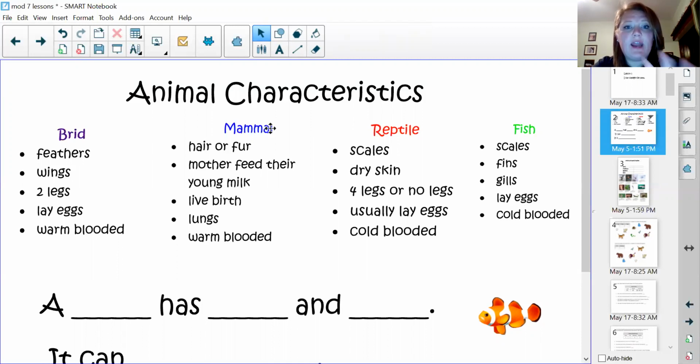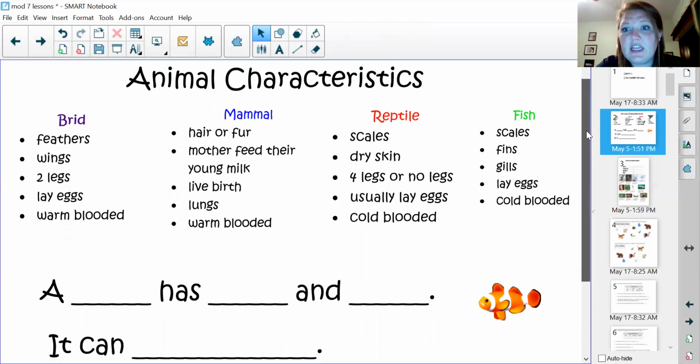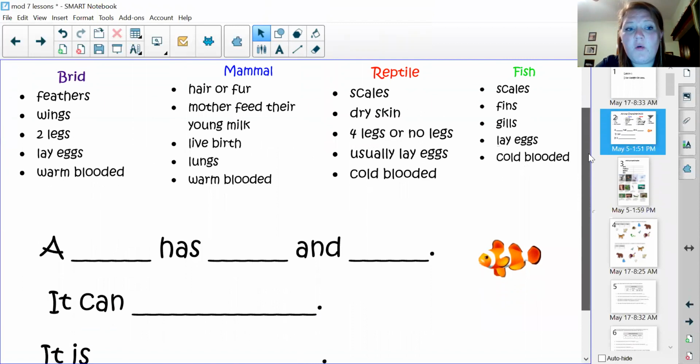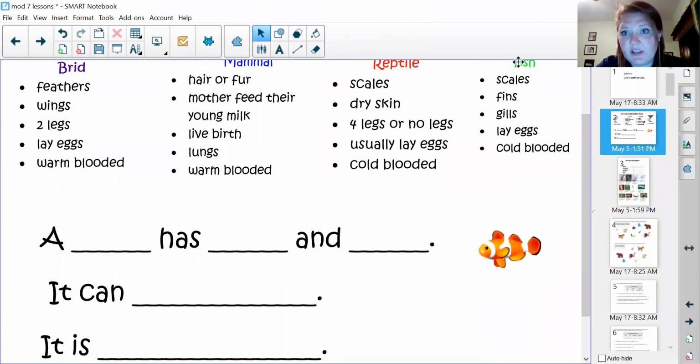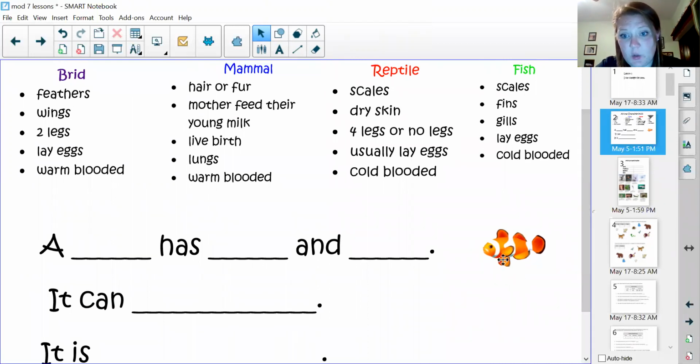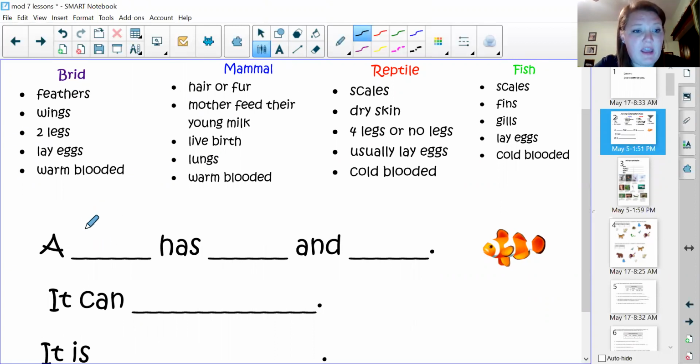So I've grouped some characteristics about animals, and now we're going to fill in this sentence. Looking at our fish right here, because I've got a little picture of Nemo. Actually, that must be the dad, because of the normal size fin. Anyway, I have some sentences here that are blank that we're going to fill in. So we're talking about a fish right now.